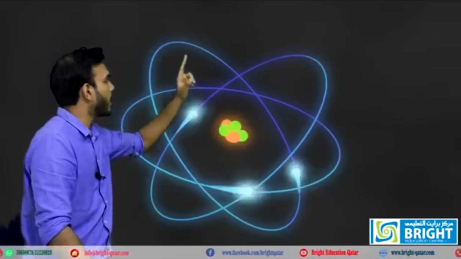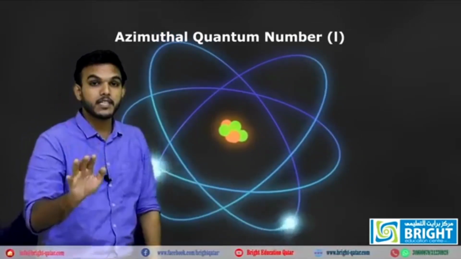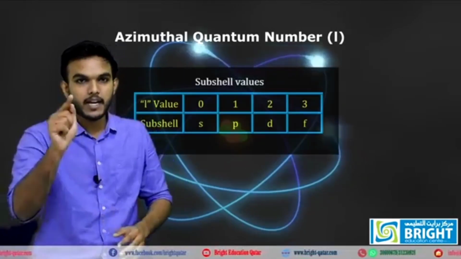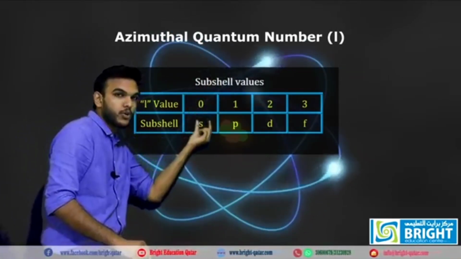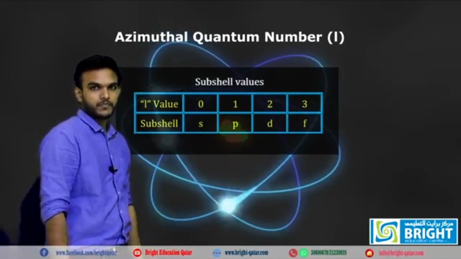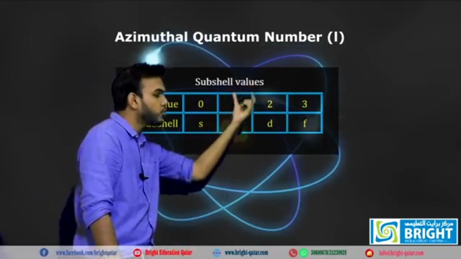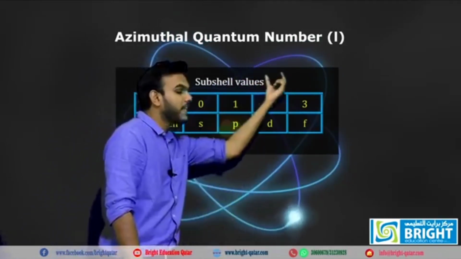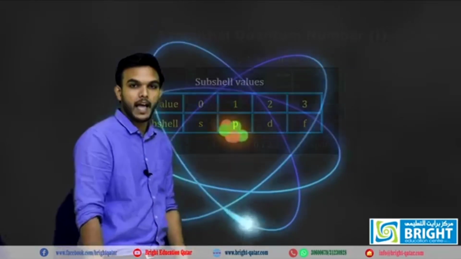Then the second one is the azimuthal quantum number, l. It represents the subshell values. If l is equal to 0, the subshell is s. If l is equal to 1, the subshell is p. If l is equal to 2, the subshell is d. And if l is equal to 3, the subshell is f. They are the major four subshells we have.